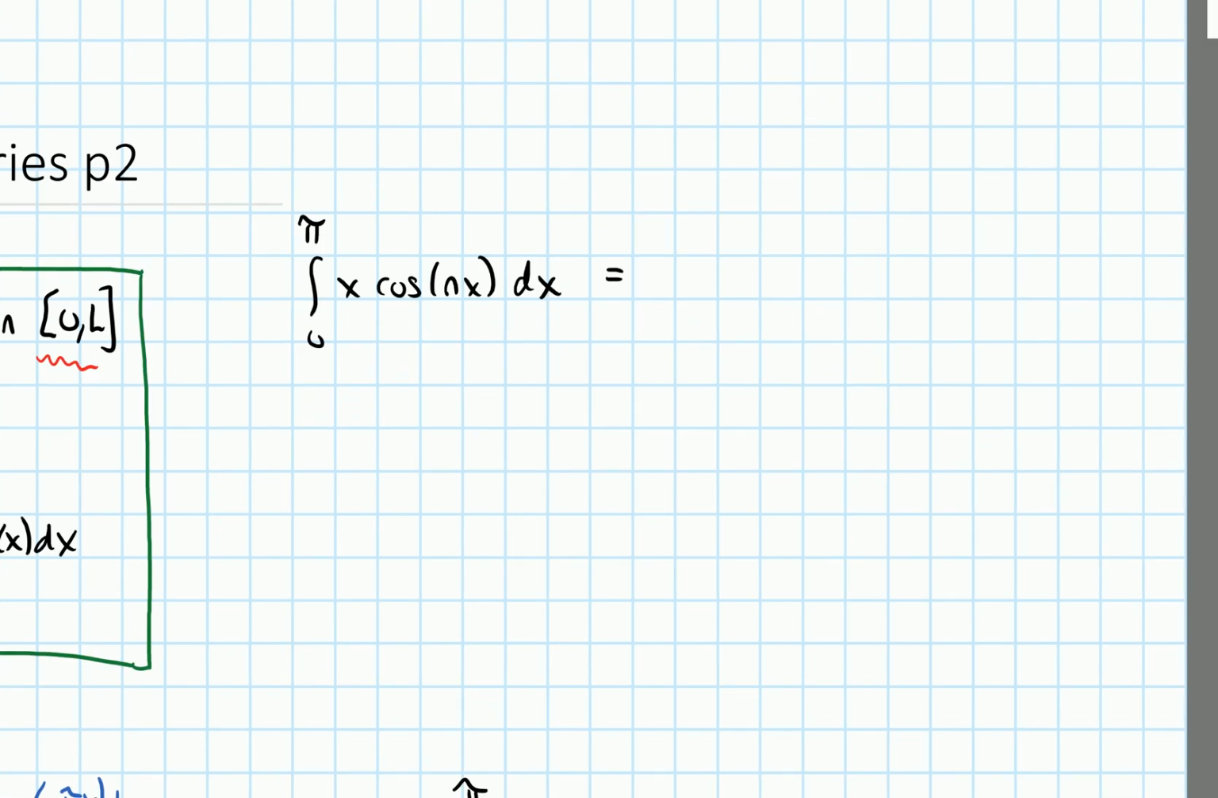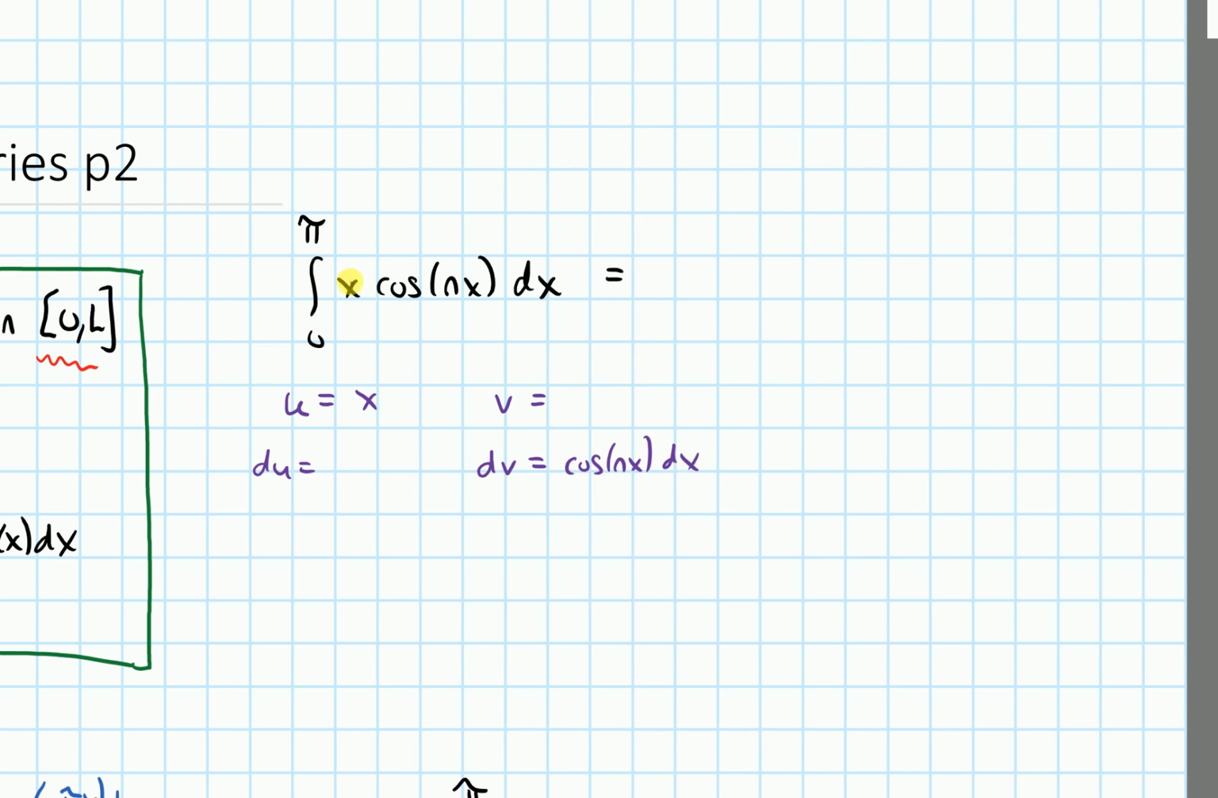All right, so I've copied down that integral that we're trying to figure out, and we've said that we want to do integration by parts on this. So let's set up what we want these things to be. I need to say what u and dv are. We're going to let u be x, because x will have a really nice derivative, and dv will be the other stuff. So I'll let it be cosine of nx dx.